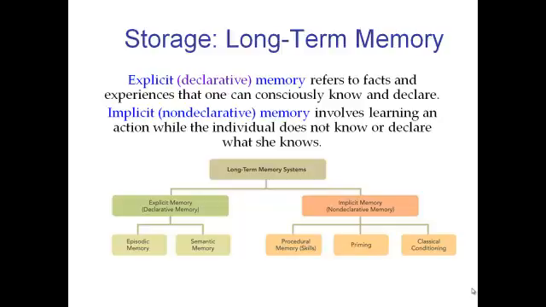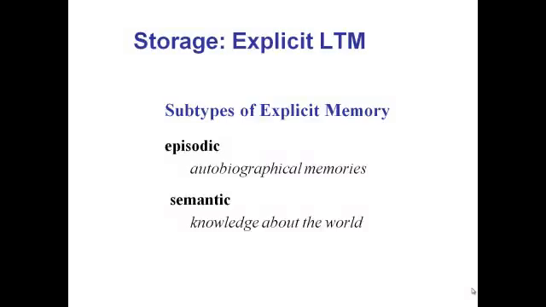And we talked about how these explicit and implicit memories have different categories and can be further subdivided. So let's talk about the subtypes of explicit memories: the episodic memories and semantic memories. Episodic memories are autobiographical. Episodic memories refer to events that happen to a person, events that you experience, that you can describe. Semantic memory is your knowledge about the world.